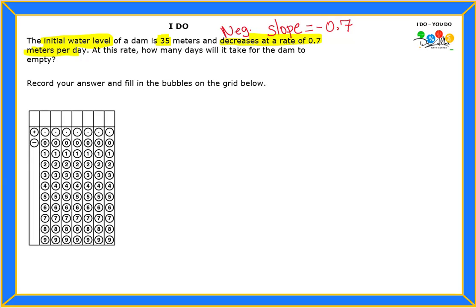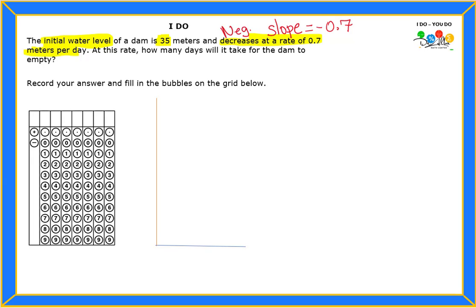So what is it that I want to know? I want to know how many days it is going to take for the water level to be completely zero, right? That's what it means. I want the water level to be zero. But what about if we draw a picture? Maybe that can help us understand the problem. So let's do it.